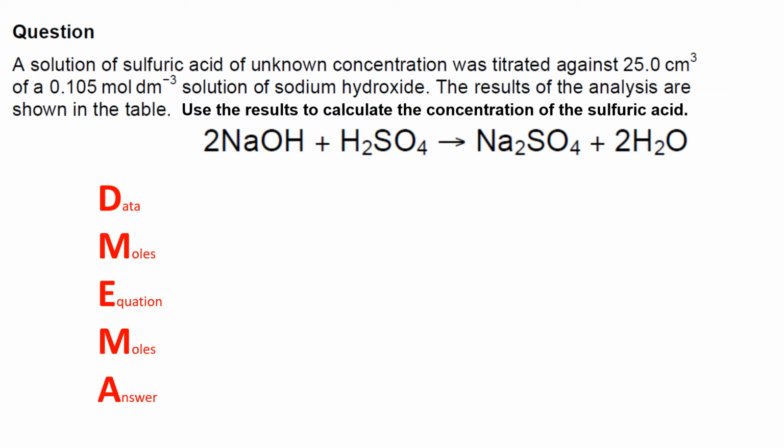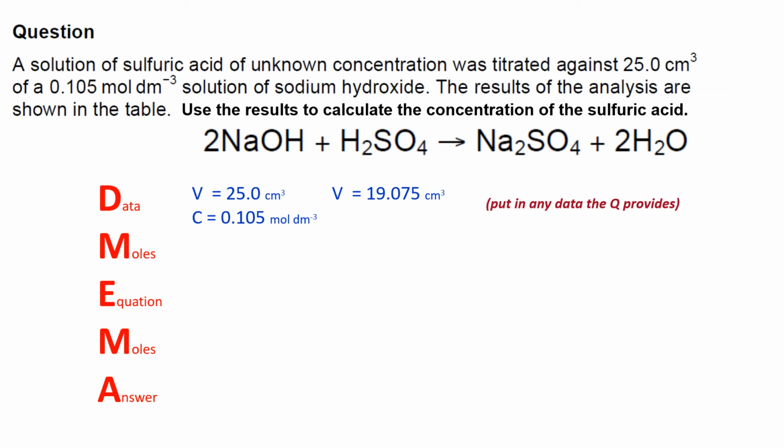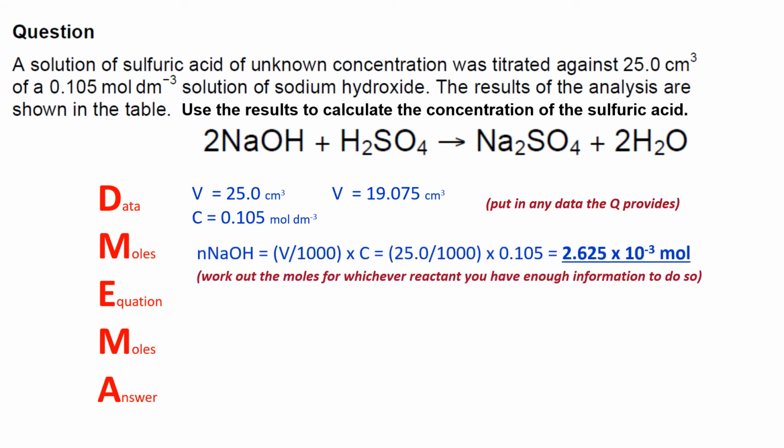So the first thing to do is to fill in the data. This is all the data we now have. So there's the data the question provided under the sodium hydroxide, and the data for H2SO4 we were able to work out from the titration data on the previous slide. So now we can work out the moles of sodium hydroxide because we have enough information to do that. And that gives us 2.625 times 10 to the minus 3 moles. So we did n equals v times c, remembering that the volume needs to be divided by 1,000. So the 25 gets divided by 1,000 and then that's multiplied by 0.105.